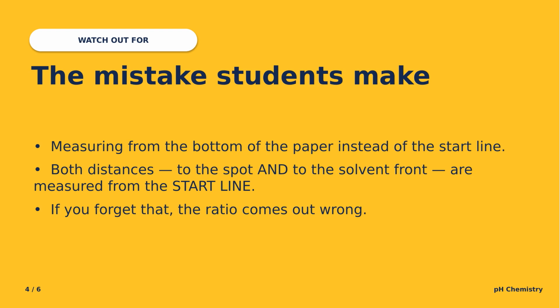Common slip, measuring from the bottom of the paper instead of the start line. Both distances, to the spot and to the solvent front, are measured from the start line. If you forget that, the ratio comes out wrong.